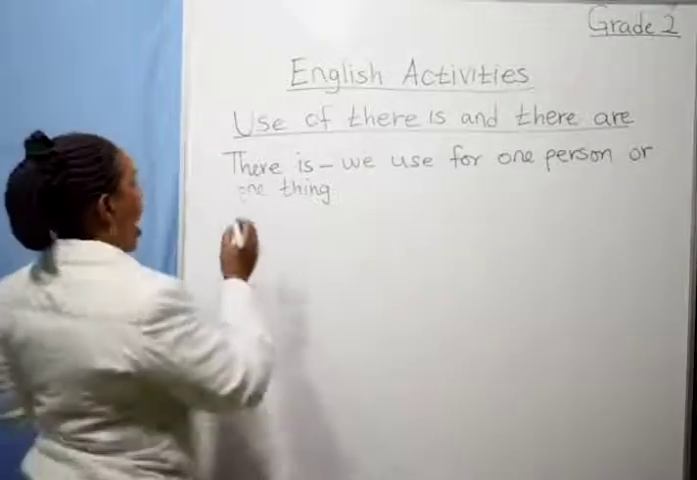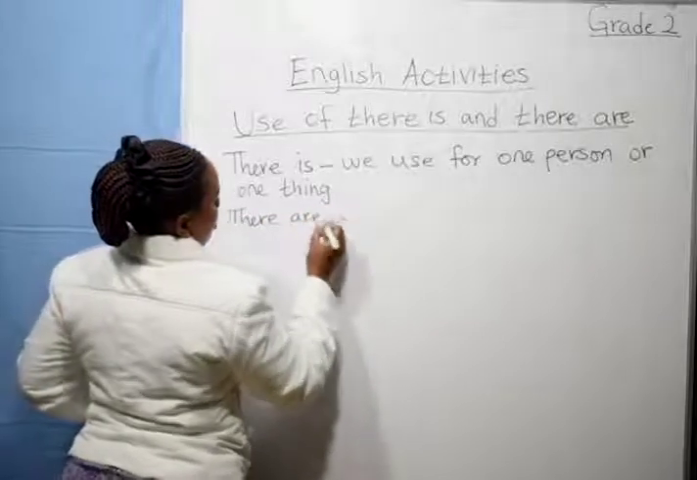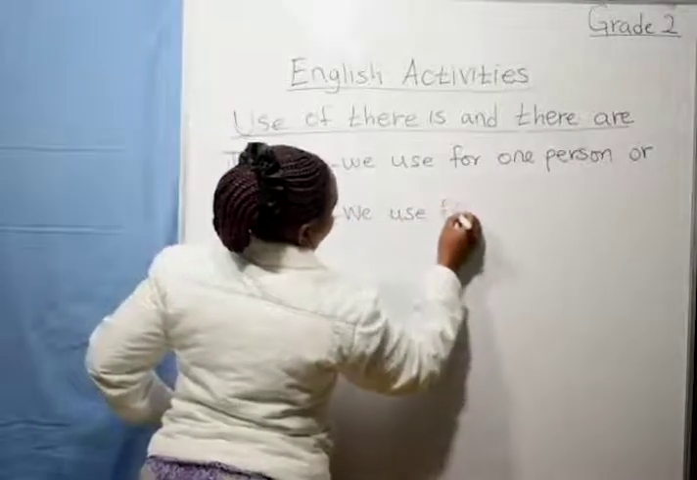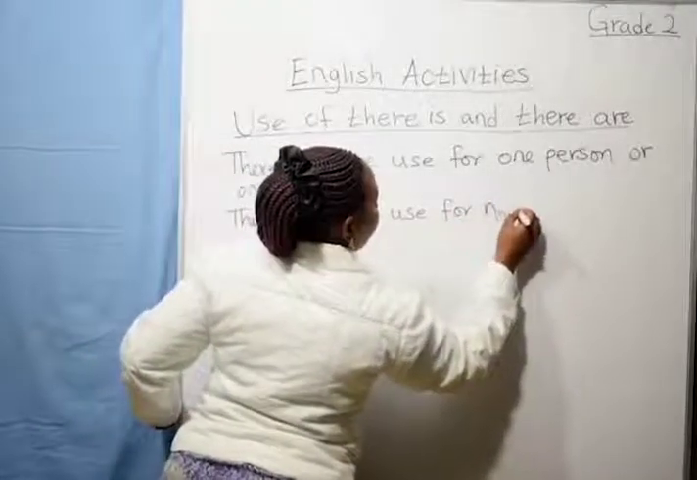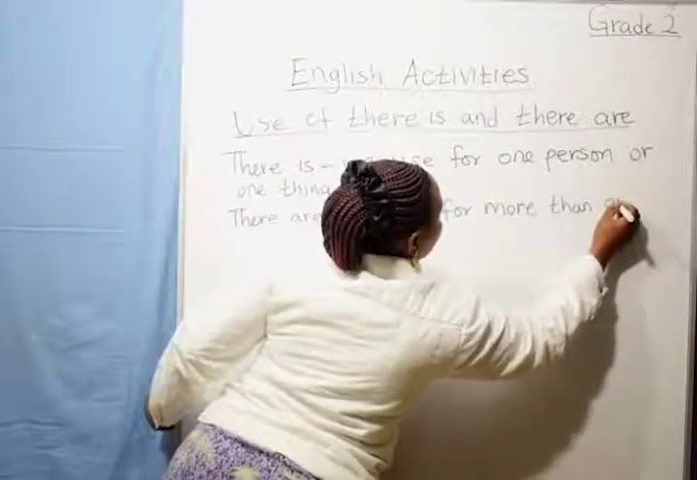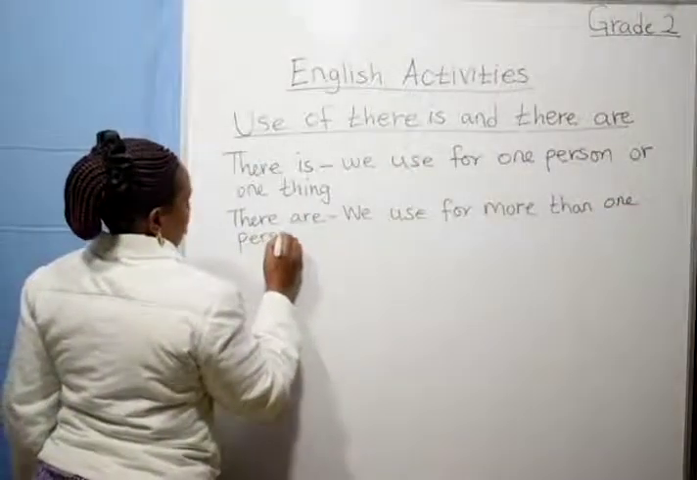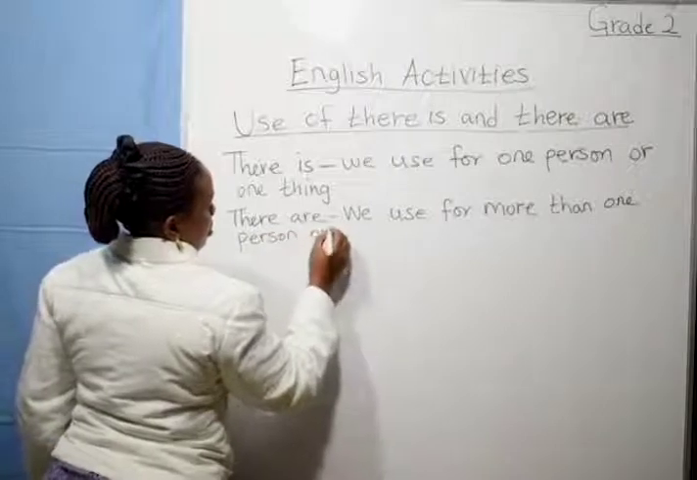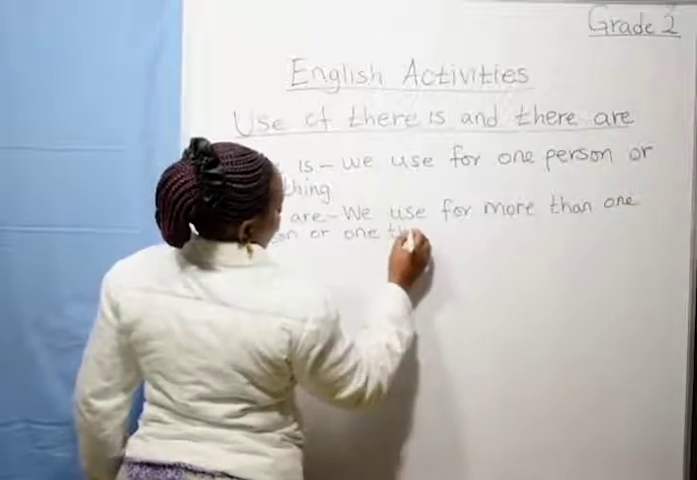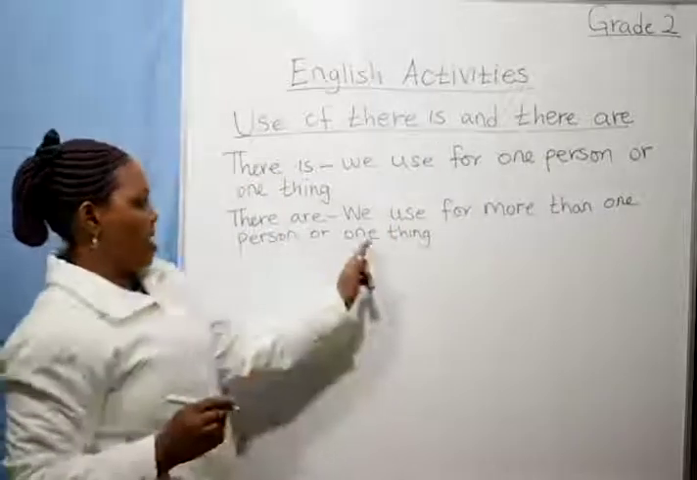When you are using there are, we use it for more than one person or more than one thing. More than one person or more than one thing.